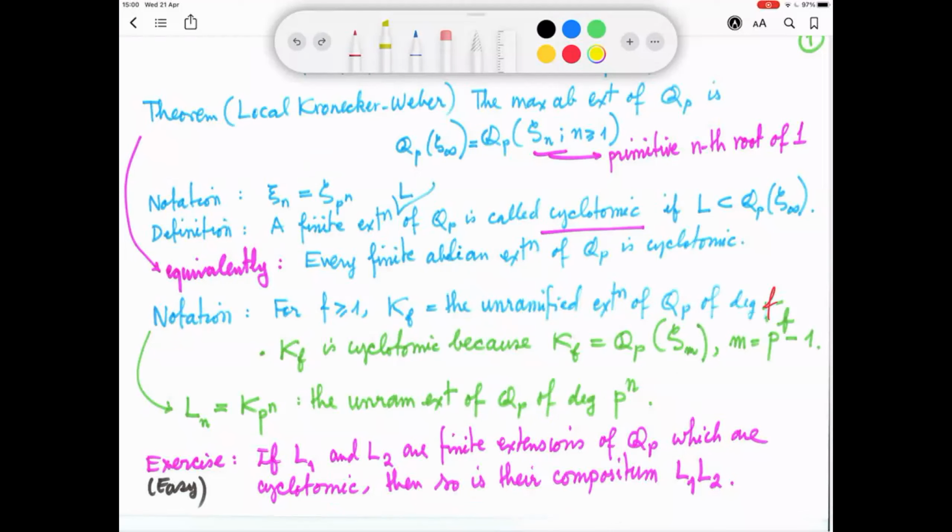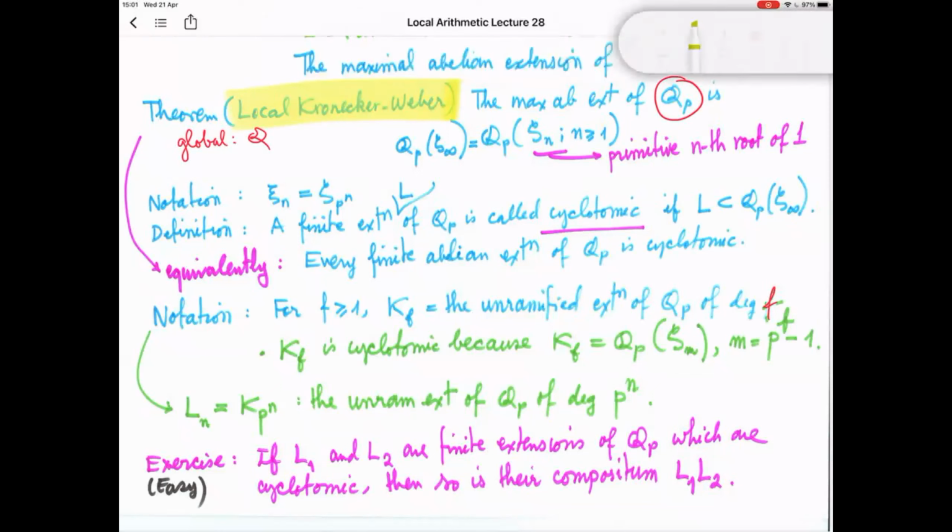So today we are going to prove something which is very easy to state and which is a very beautiful theorem. It's called the local Kronecker-Weber theorem. Local because there's also a global version. The global version works for Q, but the local version is over Qp.